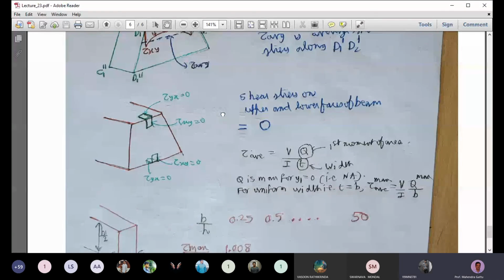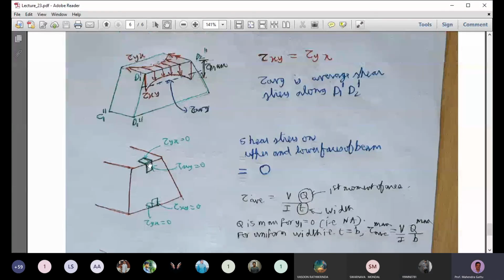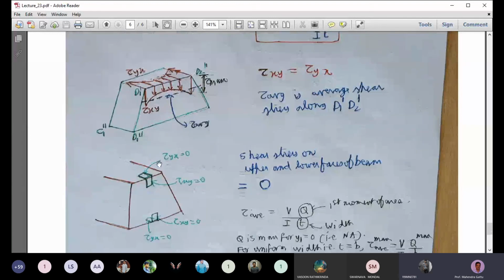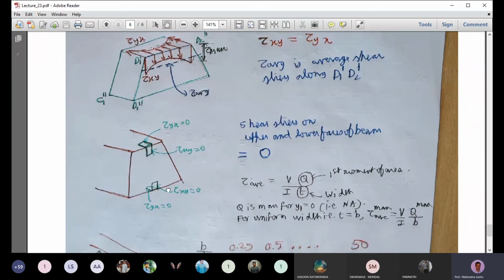What will happen to the shear stress at the top part of the beam and the bottom part of the beam? There, the shear stress will go to 0. Why does it go to 0? Because the Q value itself is 0. The first moment of area of the transverse region will go to 0 there, and there is no shear stress. Tau xy and tau yx will be 0 there. Similarly, at the bottommost region, again we'll have the Q value going to 0, and tau xy and tau yx both going to 0.